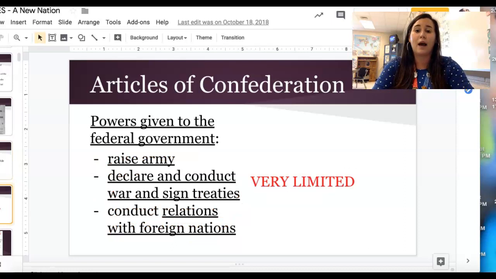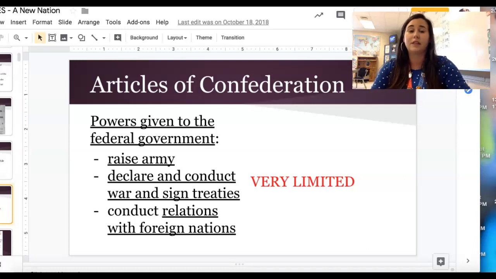So there were three basic powers that were given to the federal government. They could raise an army, they could declare and conduct war and sign treaties, they could also conduct relations with foreign nations. That was pretty much the end of the list. All of these things have in common the theme of war. They were given the power to conduct and end wars.